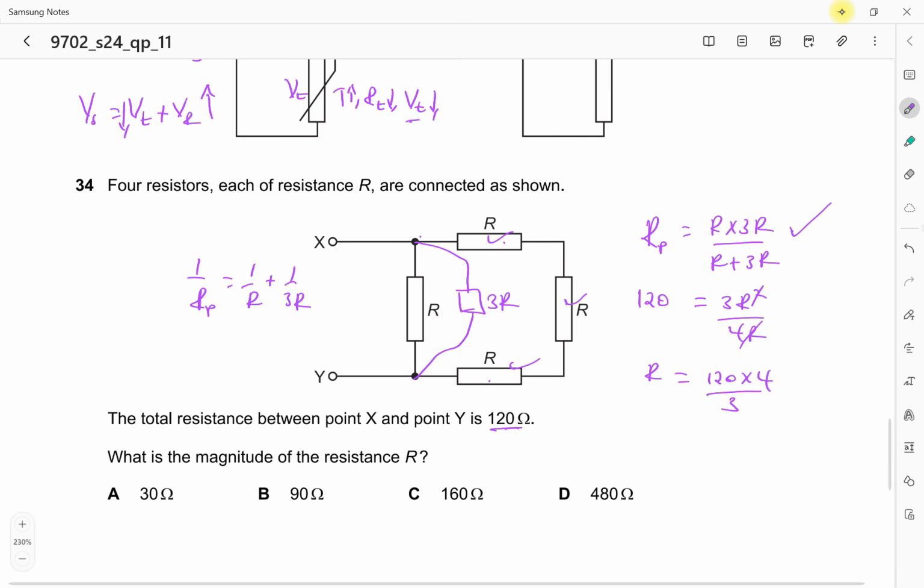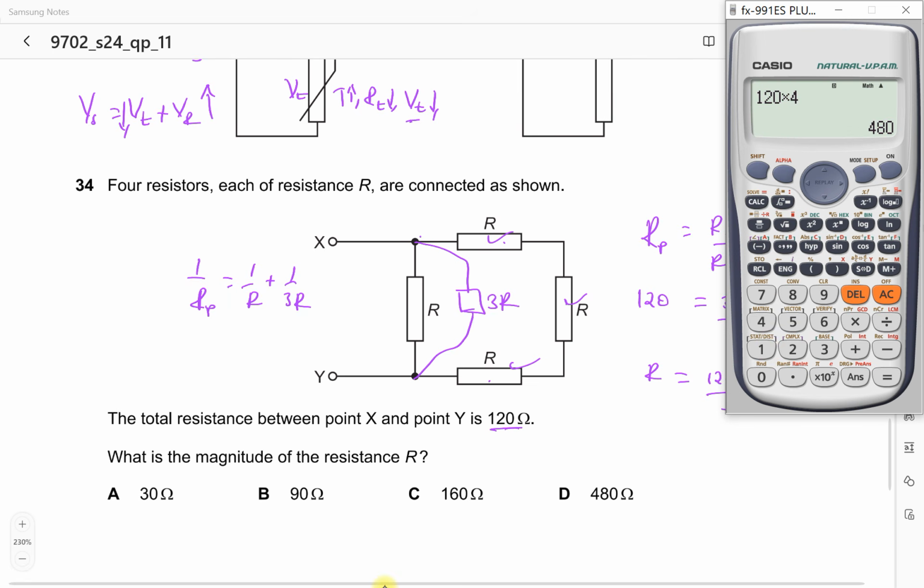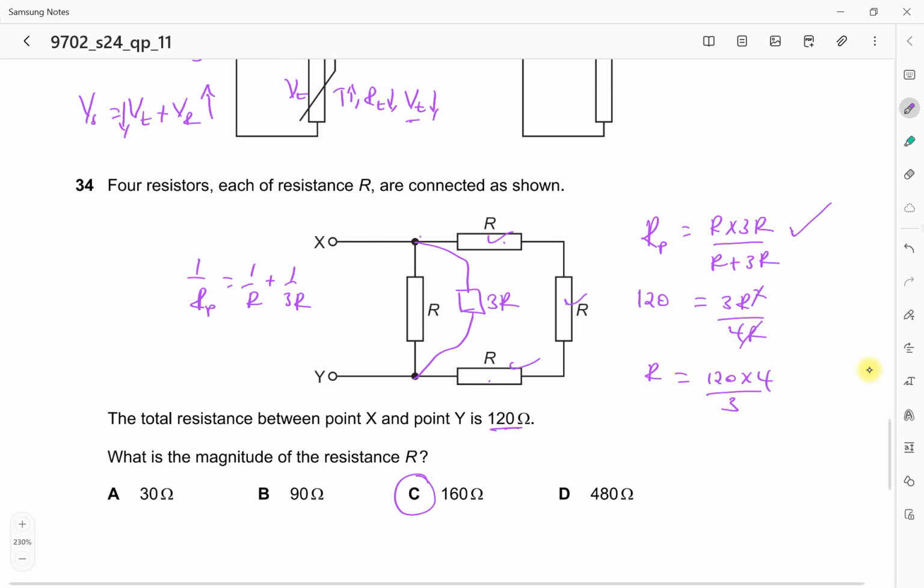120 times 4 divided by 3. So that is 160.